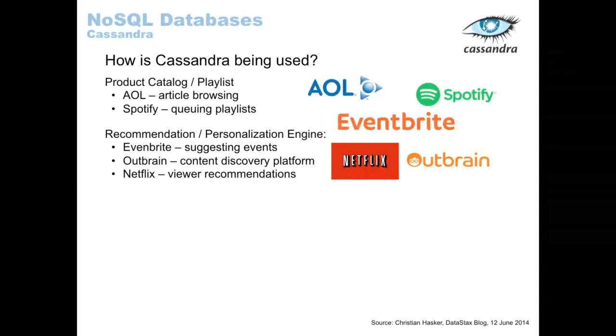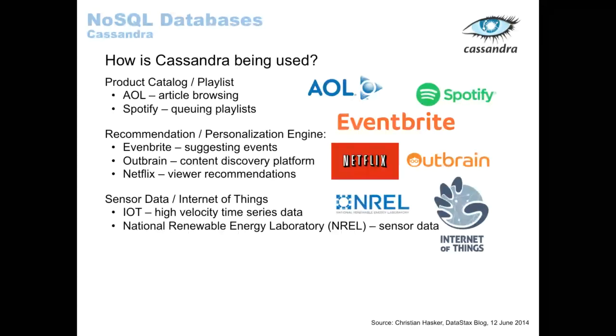So recommendations, personalization engine. Eventbrite, which is a company that organizes events and it's a way to sell tickets and so on. So it can personalize the suggesting of events of interest to an individual. Outbrain we saw before, it's a content discovery platform. And Netflix is using Cassandra to make viewer recommendations.